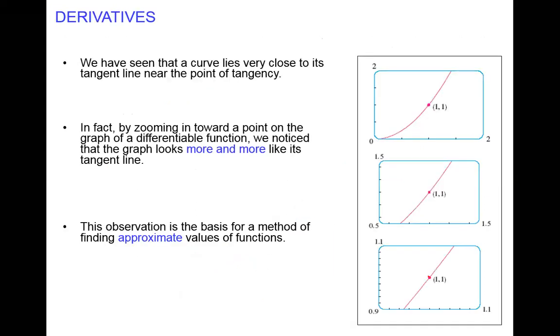Okay. And then I just copy a few pictures showing you how the curve is becoming like a line. When we zoom in, you can notice the scale from 0 to 2, from 0.5 to 1.5, from 0.9 to 1.1. That means I'm trying to narrow, I'm trying to get closer and closer to 1, and then we can see it's almost a line.